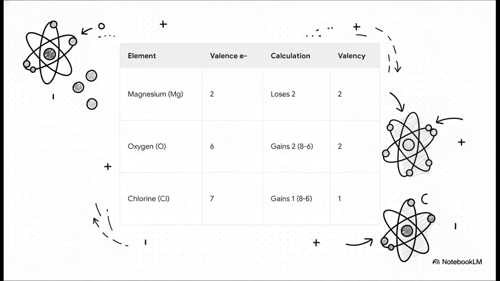Now, oxygen. It has 6 valence electrons. This is more than 4, so we must use rule 2. It's easier to gain 2 electrons than to lose all 6, so its valency is 8 minus 6, which equals 2. And chlorine. It has 7 valence electrons. It will gain 1 electron, so its valency is 8 minus 7, which is 1.